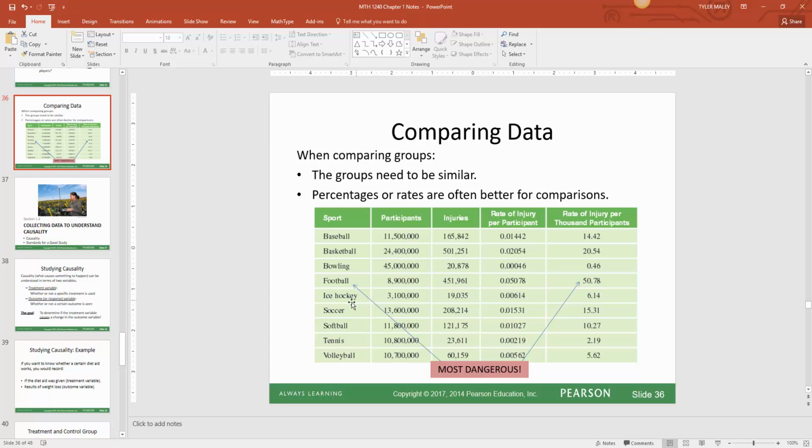Surprisingly, the ice hockey rate is very low, 6.14 per 1,000. That's shocking to me. So more people get hurt in baseball than ice hockey, according to this data.